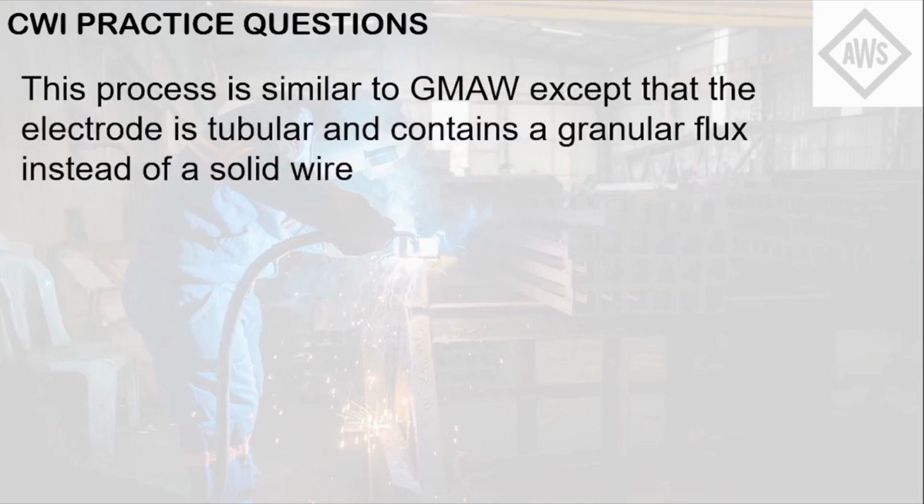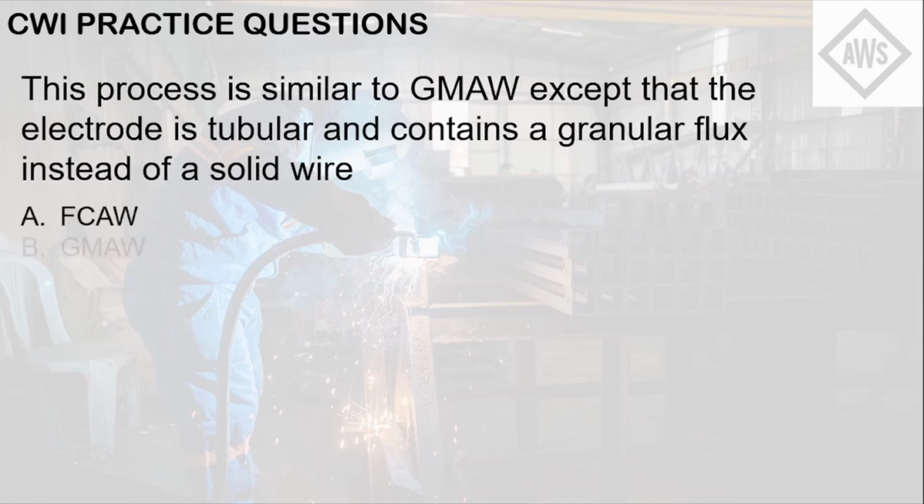This process is similar to GMAW except that the electrode is tubular and contains a granular flux instead of a solid wire. So in this process, meaning similar to GMAW, the wire is continuously fed to the welding gun. But here, the electrode is tubular, not a solid wire as in the case of GMAW.